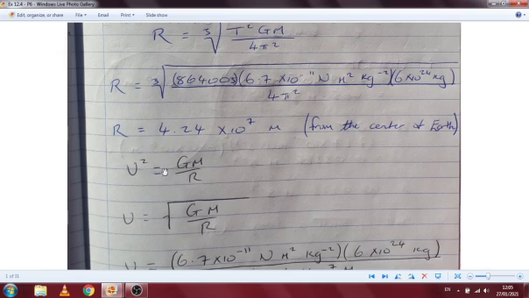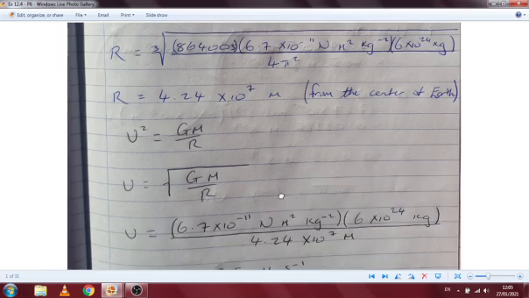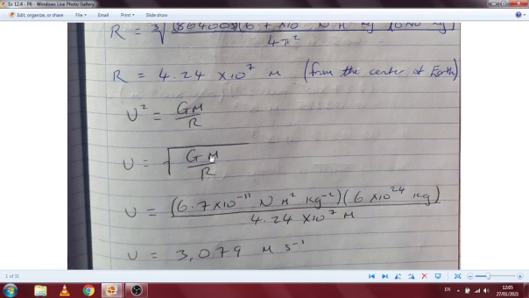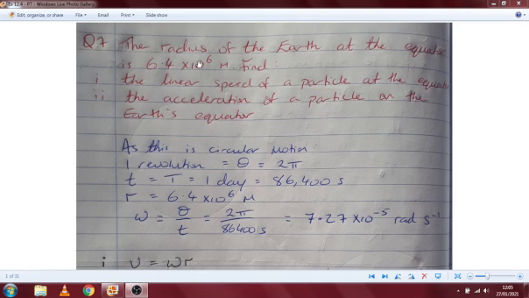So the velocity squared equals GM over r. That's our general formula. Get the square root of both sides. Sub in your figures. G, universal gravitational constant. M, the mass of the Earth. R, the radius that we just calculated. And we get this figure then for your speed. So it's 3,079 meters every second.